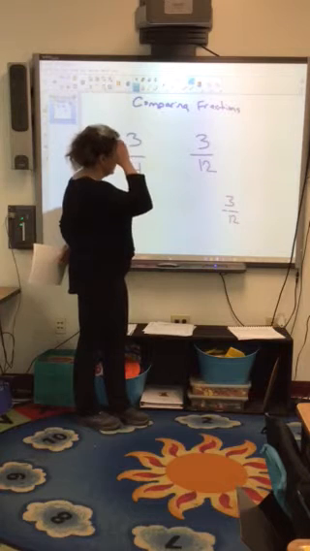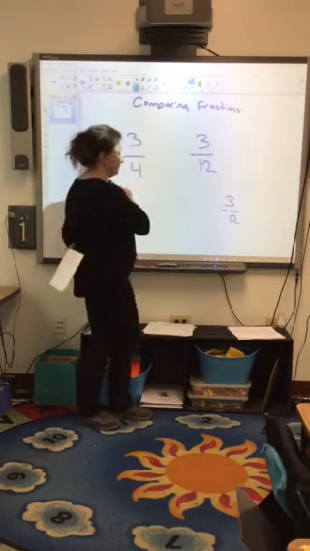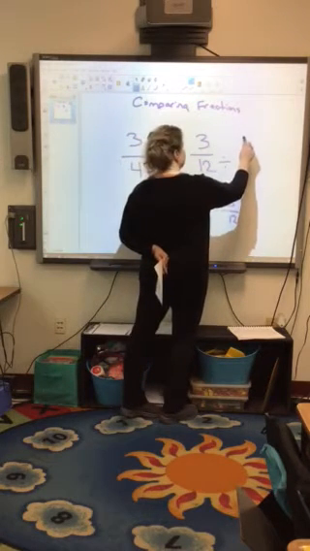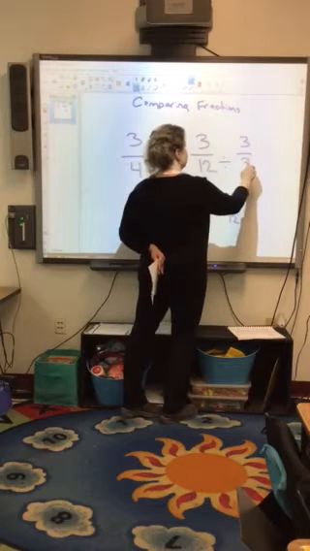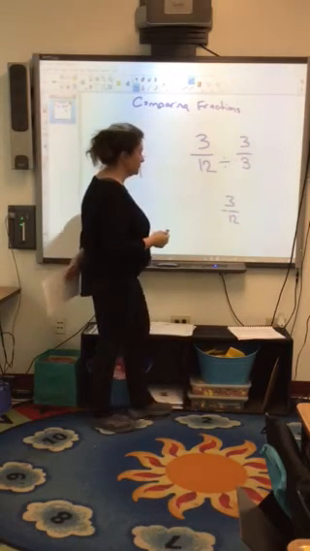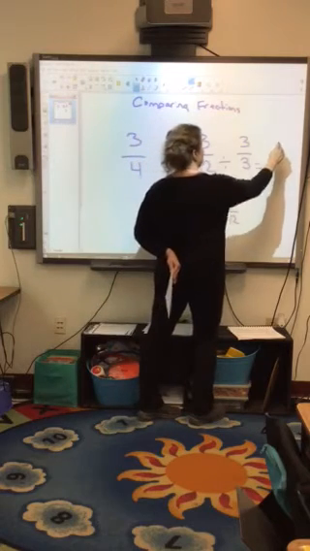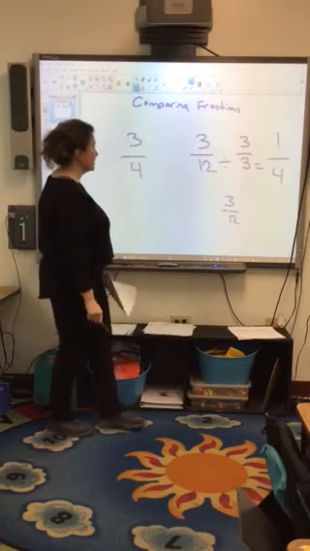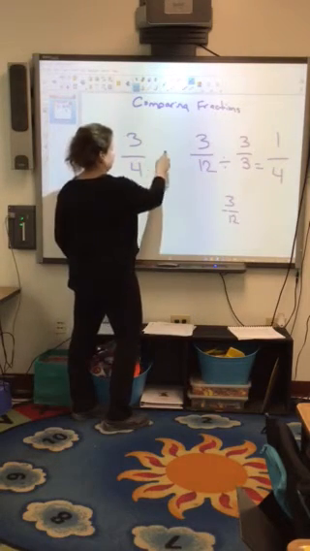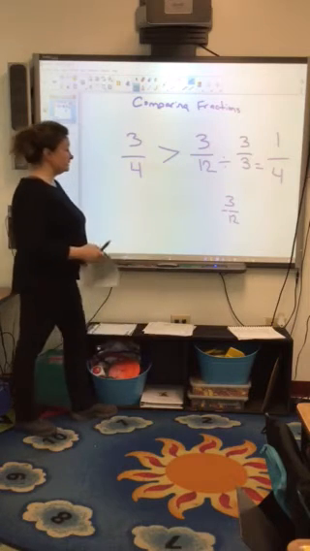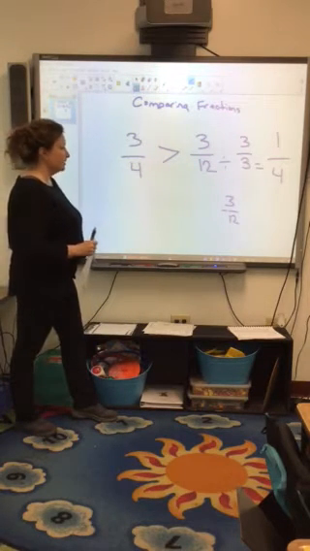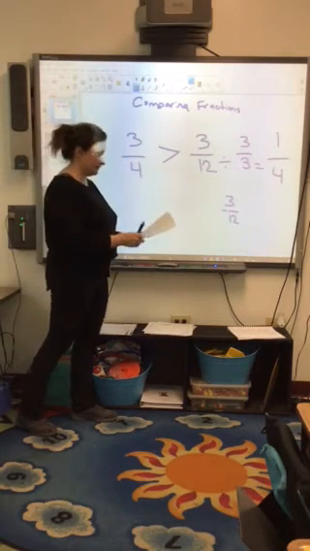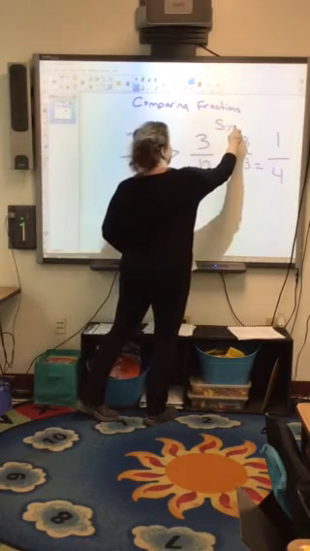I know that I need to get 12 in the form of a 4. So I do that by dividing. And I'm going to divide by 3 over 3, which is 1, the identity property. 3 divided by 3 equals 1. 12 divided by 3 is 4. Okay? So I know that 1/4 is less than 3/4. So 3/12 must be less than 3/4. 3/4 is greater than 3/12. So that is using simplify. Simplify to compare fractions.